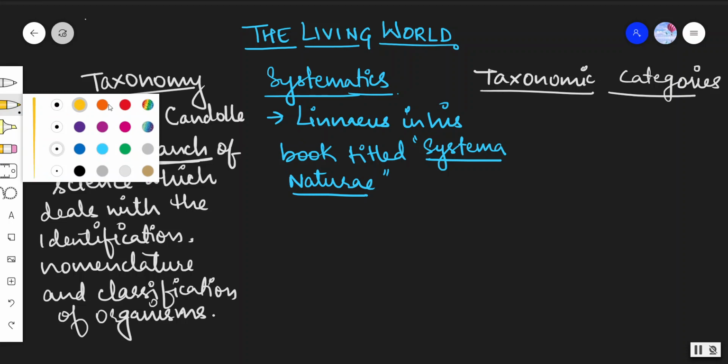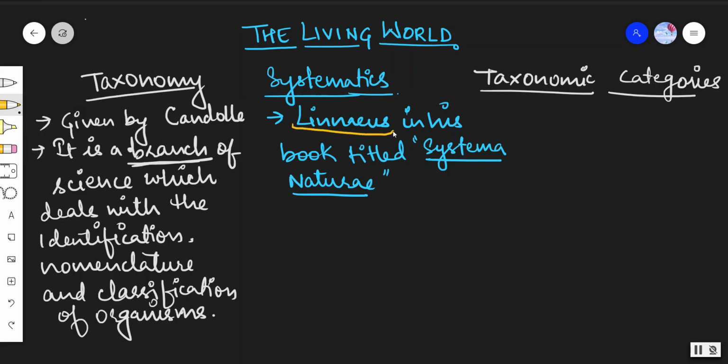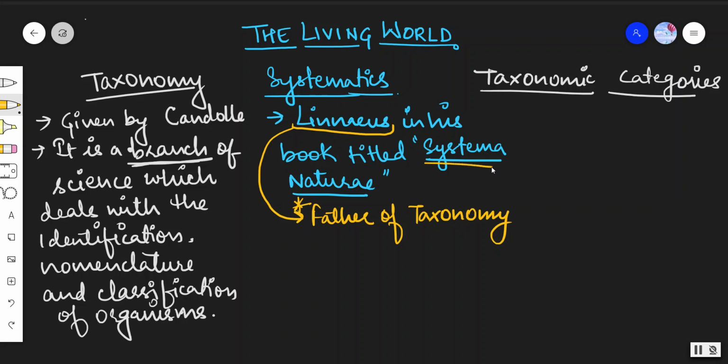Let me change the color first. Linnaeus is our father of taxonomy. So Linnaeus is the father of taxonomy. Remember that this is an important point. Who is the father of taxonomy? The name is Linnaeus. And what is the name of the book he wrote? The name is Systema Naturae. Remember these two points. These are necessary, frequently asked in one-mark questions.